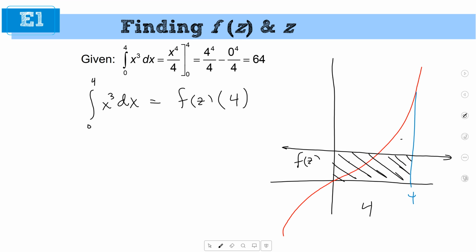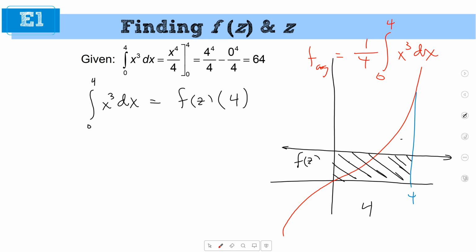Or the other way I did it on that second slide was I said f of avg is equal to 1 over 4 times the integral from 0 to 4 of x cubed dx. These are the exact same thing. Notice I just divided both sides by 4 and changed f of z to f of avg. It's a g, right.